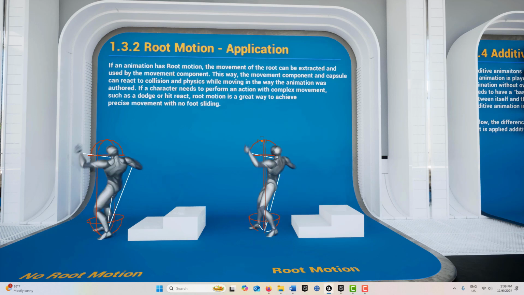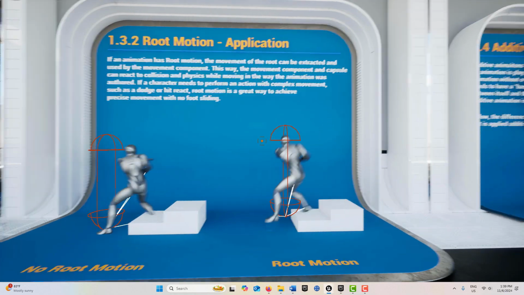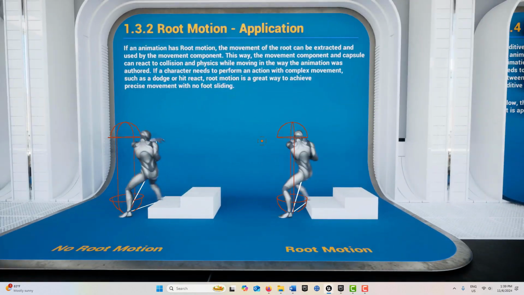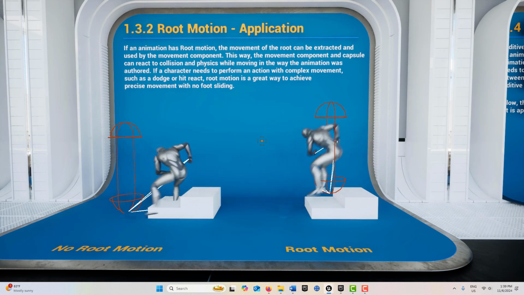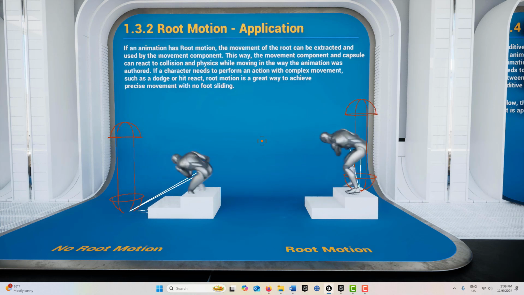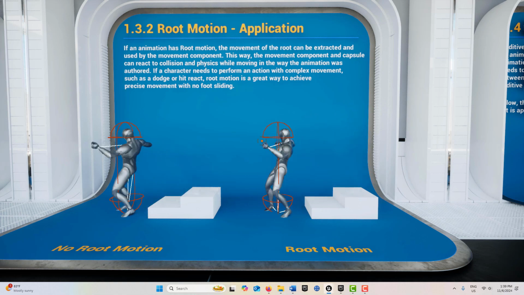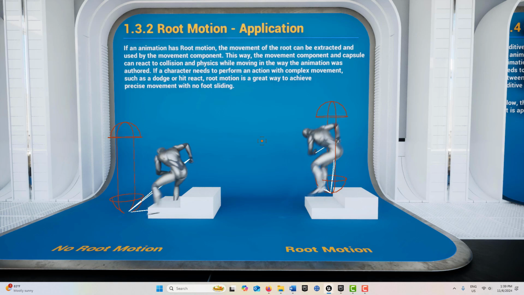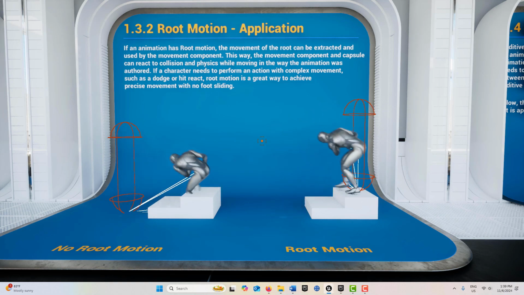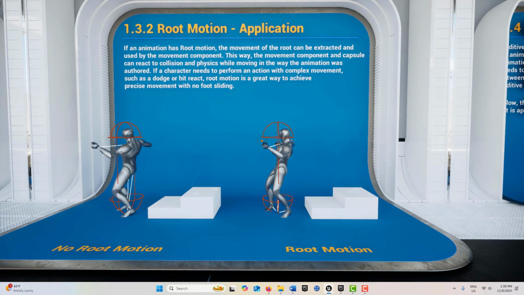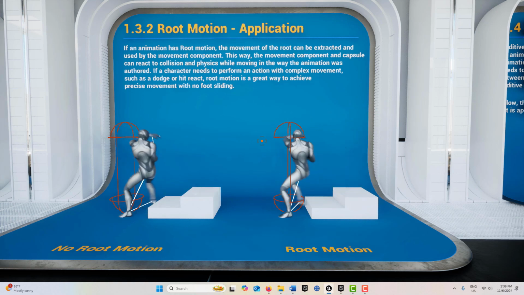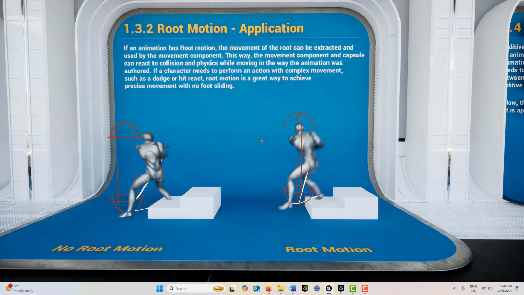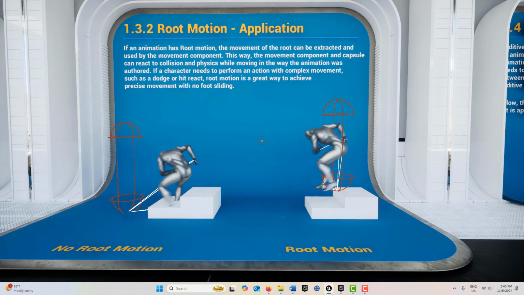So I'll just read it straight. It says, if an animation has root motion, the movement of the root is used by the movement component. This way the movement and the capsule can react to collision and physics while moving in the way the animation was authored. If the character needs to perform an animation with complex movement such as dodge or react, root motion is a great way to retrieve precise movement with no foot sliding.